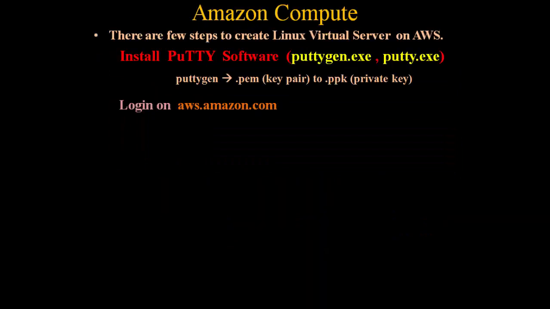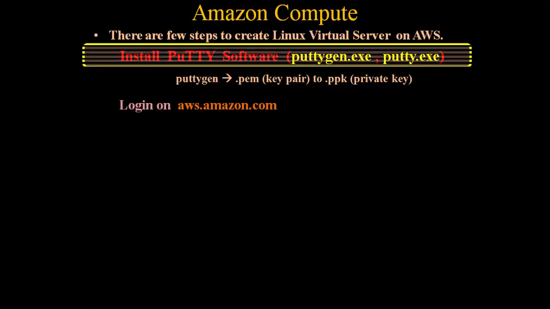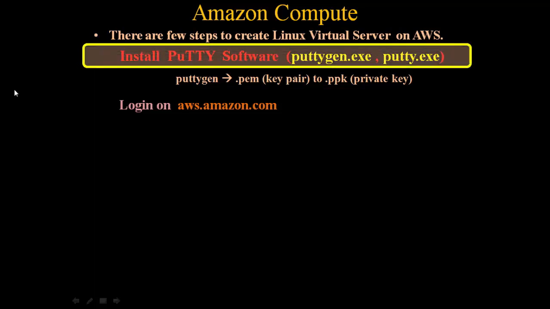Now let's discuss the different steps to create a Linux virtual server on AWS. The first step is to install PuTTY software. This software is basically used to access a Linux server. On our AWS console, we can launch a Linux server, but if you want to access it, then we can use PuTTY software. Once you download and install PuTTY, you will get two exe files inside the PuTTY folder. One is PuTTYgen and the second is putty.exe. Both files are very important to access our virtual Linux server.